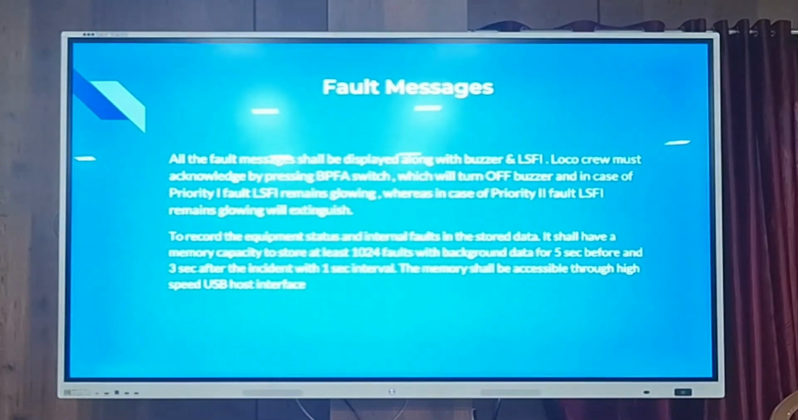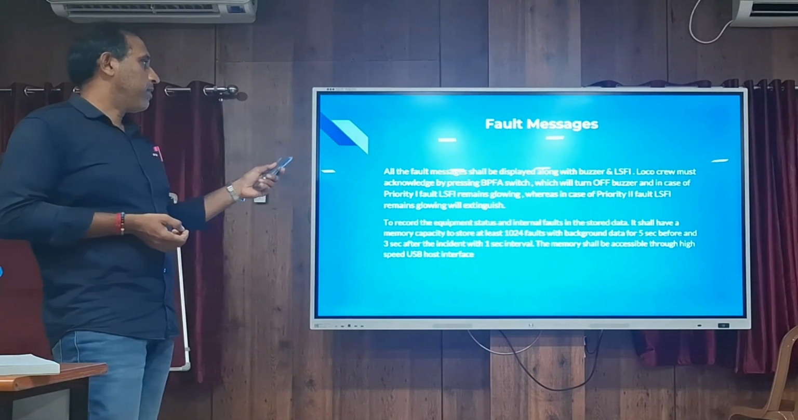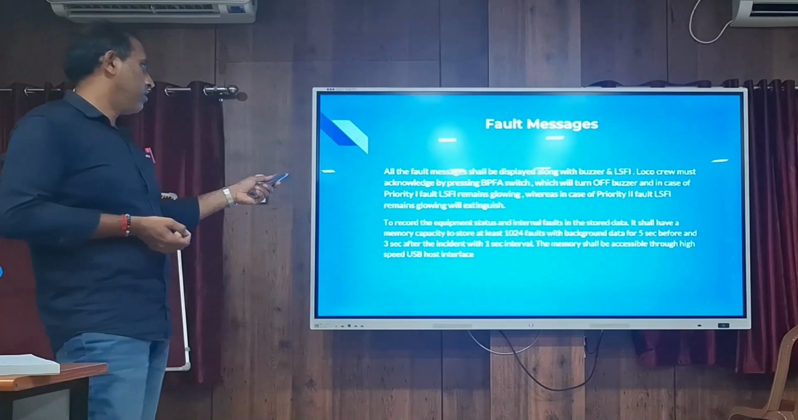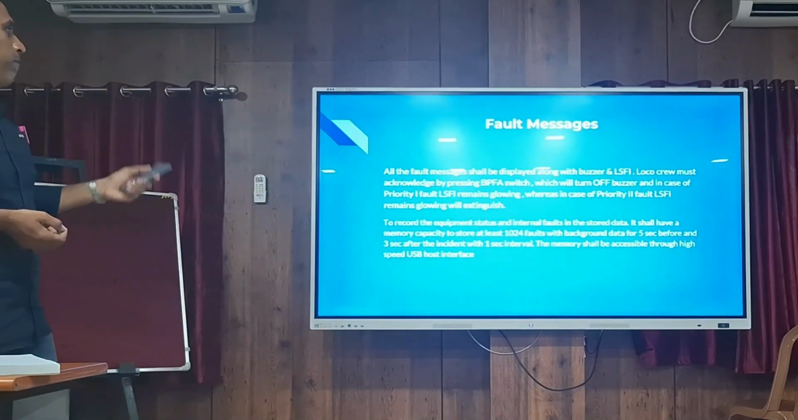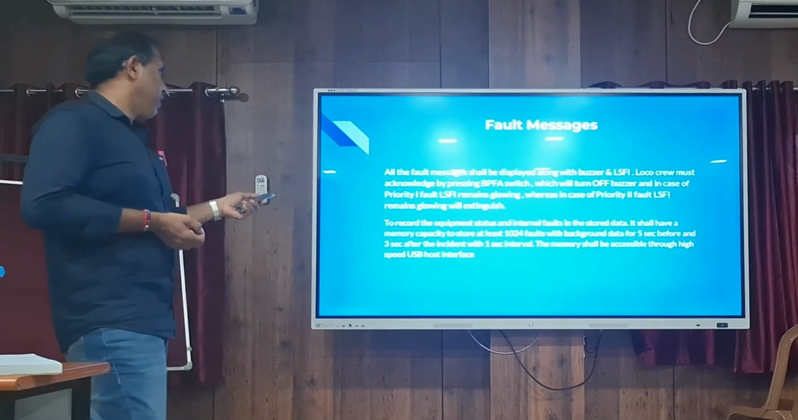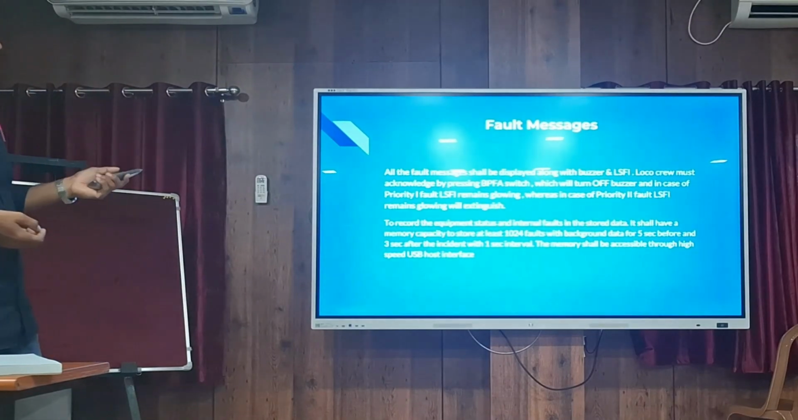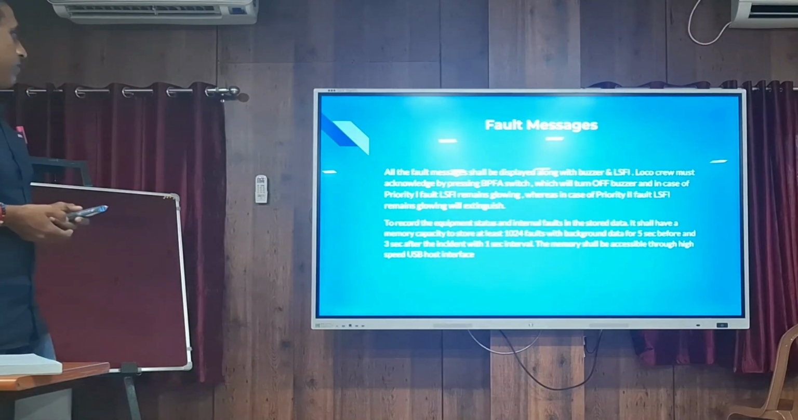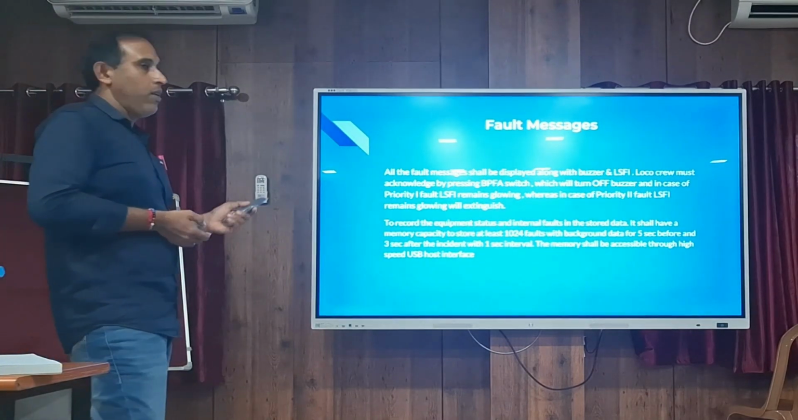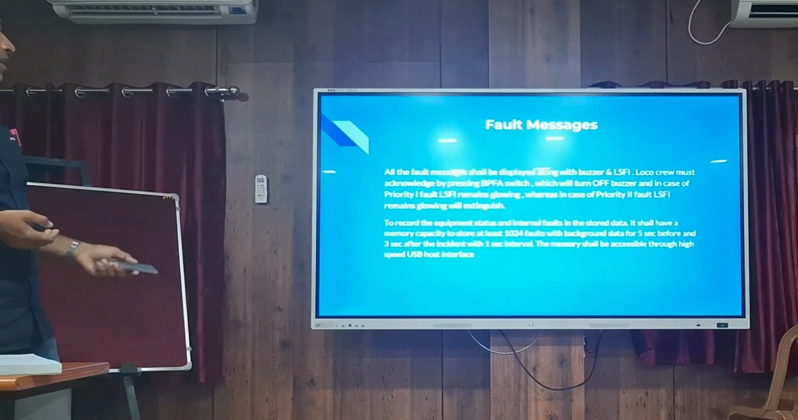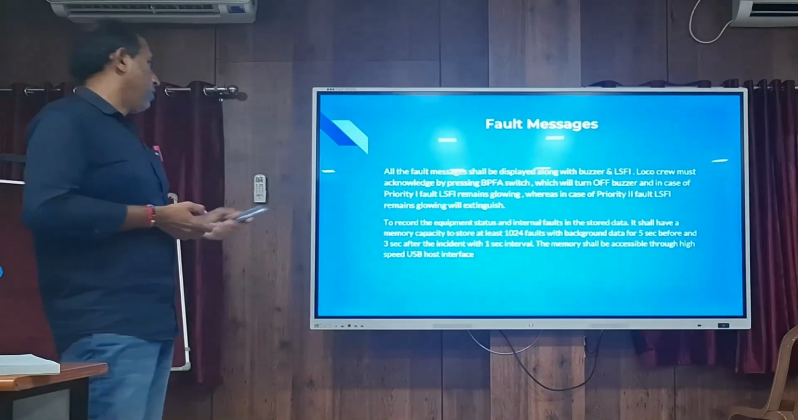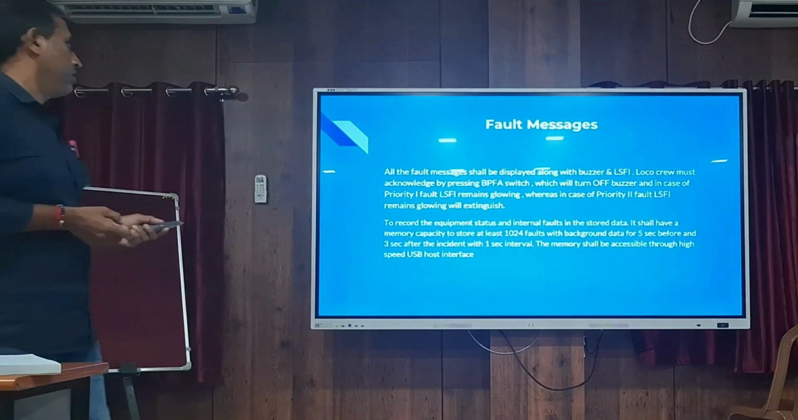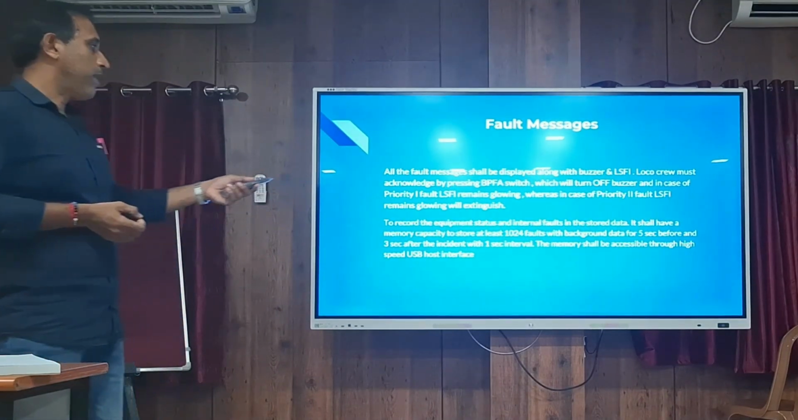If any fault message is there, then it shall be displayed along with buzzer and LSFP. Then the driver has to acknowledge by pressing the input switch. This will turn off the buzzer, and in case of priority 1, LSFP remains glowing. For priority 2 fault, everything will go to normal. And all the parameters shall be recorded in the data. A total of 1024 faults can be recorded in fault data with this background data.